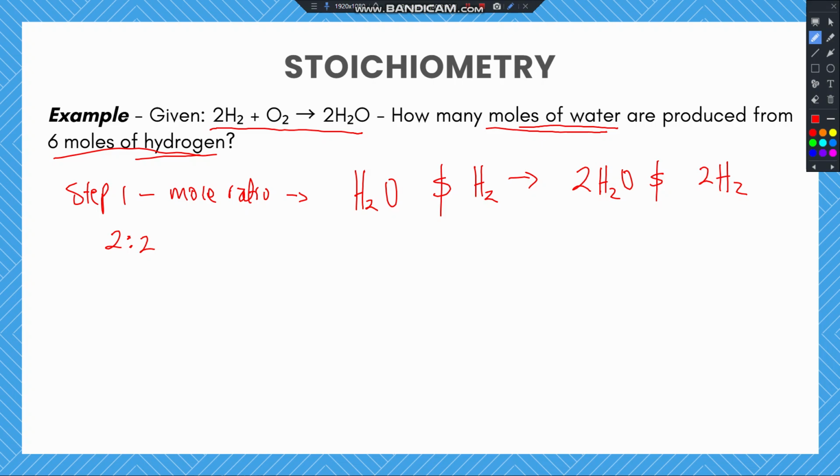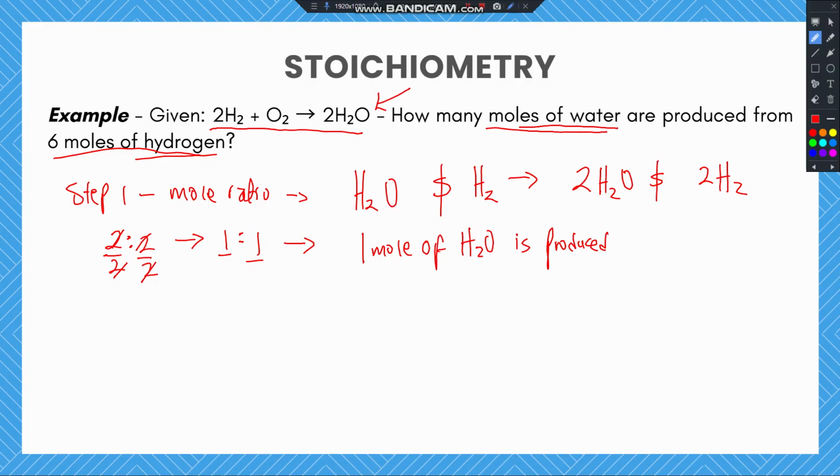So the mole ratio that exists between them is basically 2:2. Now we can break this down and simplify it to become 1:1 because 2 can divide 2. When the 2 cancel out, they leave us with 1:1. What this simply means is that 1 mole of H2O is produced. Why am I saying produced? Because you can see H2O is at the product side of the equation. So 1 mole of H2O is produced by 1 mole of hydrogen, H2.